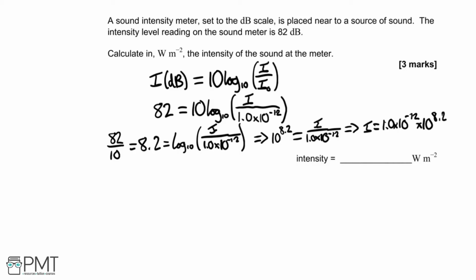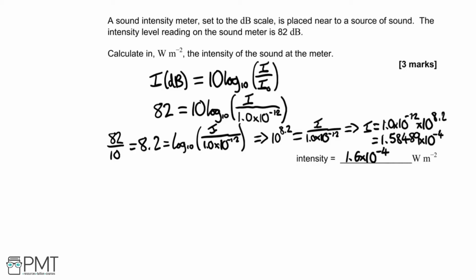And that should give us a value of 1.58489 times 10 to the minus 4, which we're going to round to 1.6 times 10 to the minus 4 watts per meter squared, because the value that's given to us in the question is to two significant figures, so we need to make our answer the same. So in terms of marks, as I said, this is more about values.